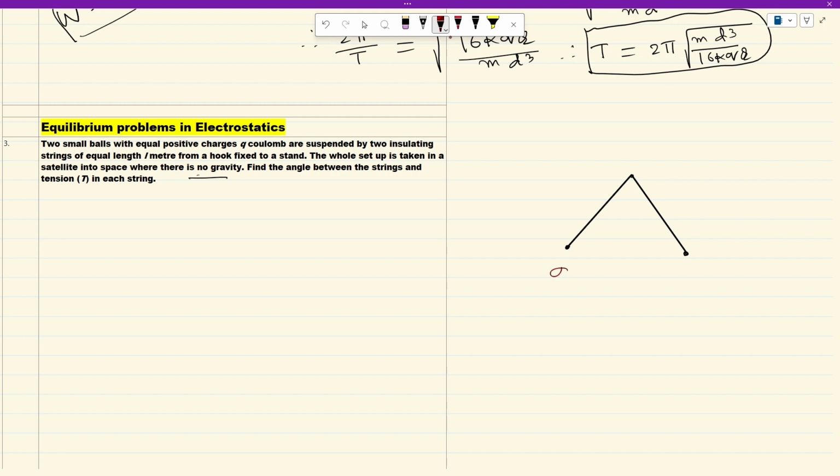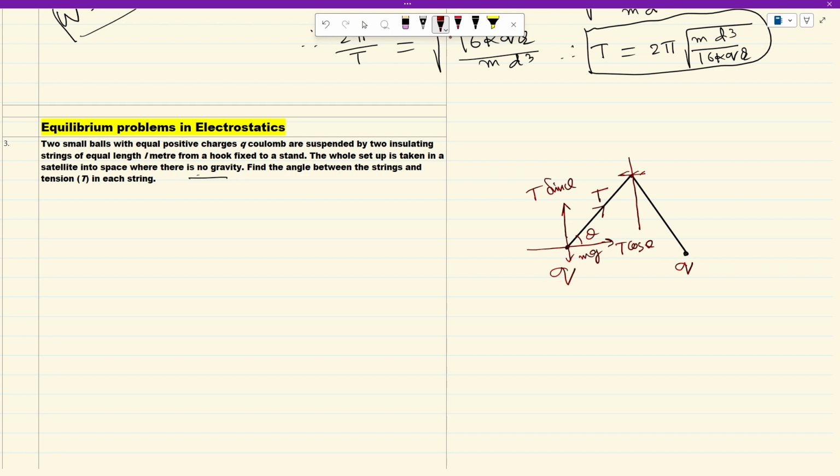See, this charge is Q, this one Q. What kind of force exists? Repelling force only, isn't it? So if you take them in a satellite, then no gravity is acting. Why? On the surface of the earth, they will maintain equilibrium this way, mg will act this way, there will be tension, and if this angle with the horizontal is theta, then the tension component T cos theta will act this manner and T sin theta will act this manner.